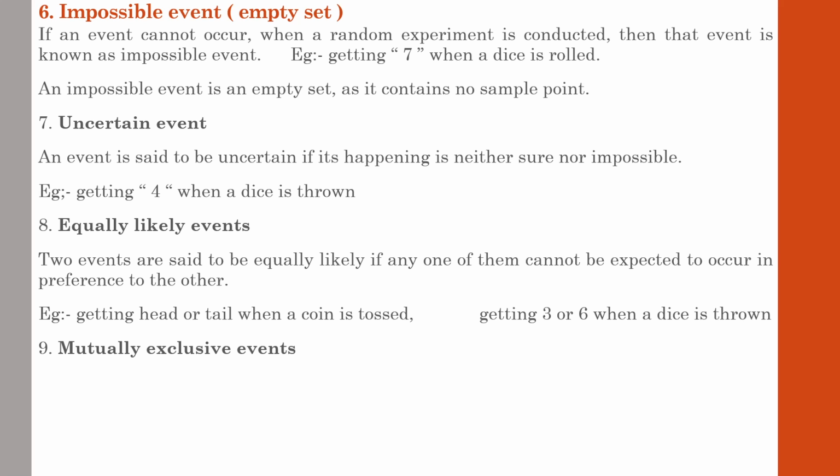Next one, mutually exclusive events. It is almost something like an equally likely event with some minor differences. We will discuss mutually exclusive events in detail, with regard to this probability concept, in the next session. Until then, just go through all these areas which we have discussed.